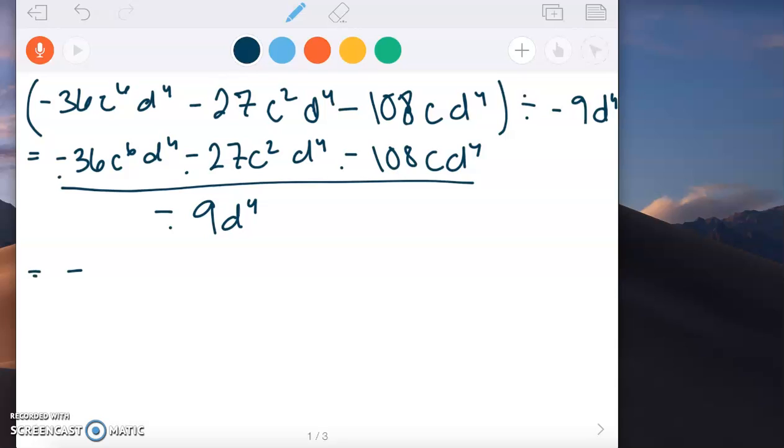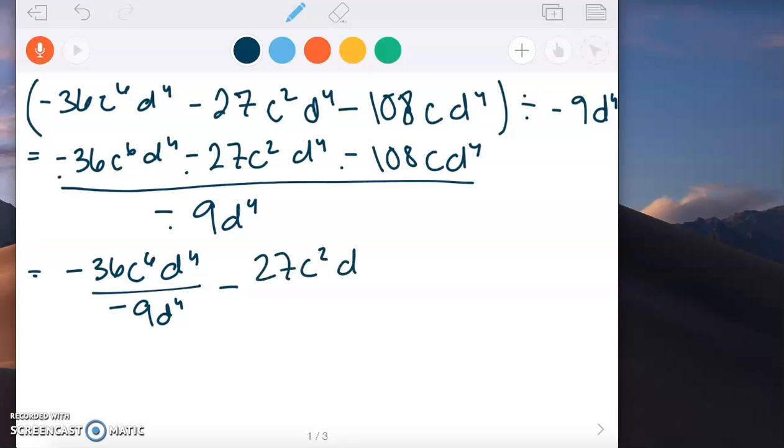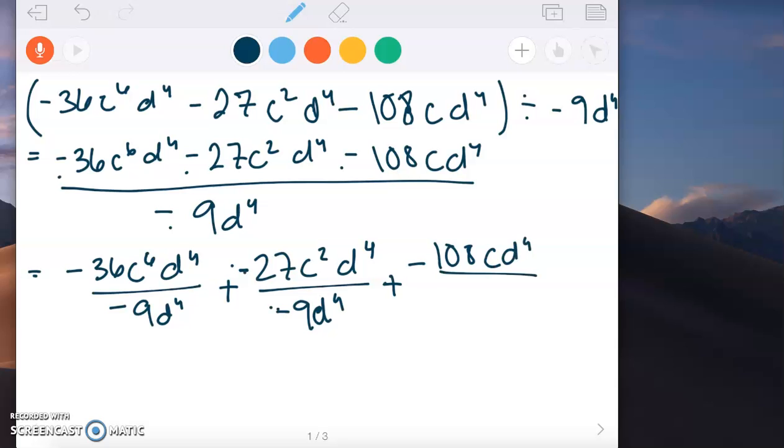So now we're going to break it up. So we have negative 36c to the 6th d to the 4th over negative 9 d to the 4th minus 27 c squared d to the 4th over negative 9d to the 4th. Another way to look at this is plus a negative. Remember, that's the same thing. However you think of it easier, you can look at it that way. We can do it plus also negative 108 c d to the 4th.